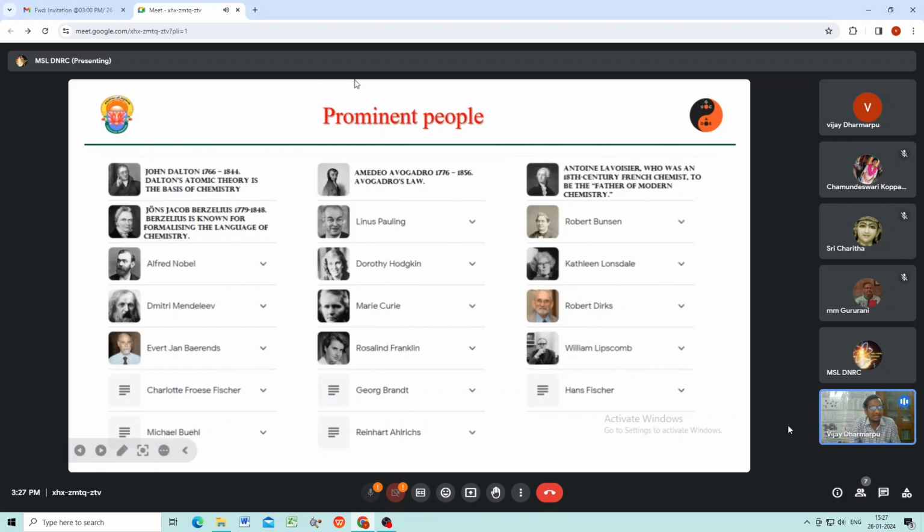See here, we have Avogadro's law and the atomic theory, and the father of modern chemistry. How are they the father of physics or the father of chemistry? They worked on theories, they worked on contents.